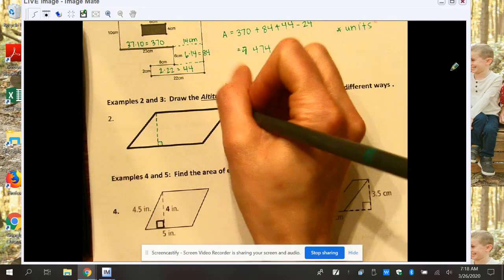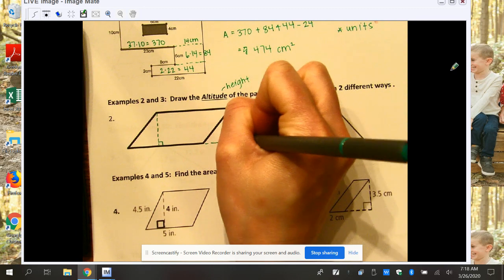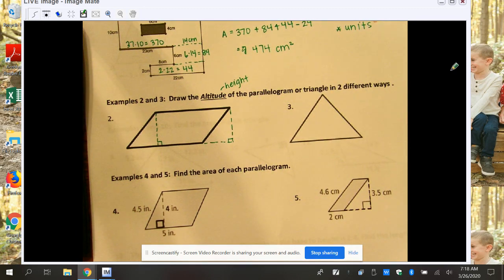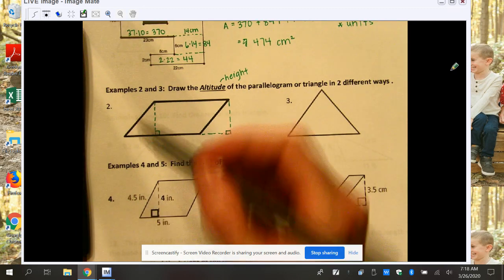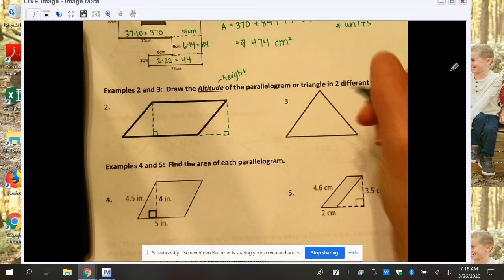Or we may be looking outside of our parallelogram. So we may be looking for that kind of like extension piece right there. And again, we could do that on the other side too. And then the triangle is kind of the same thing.